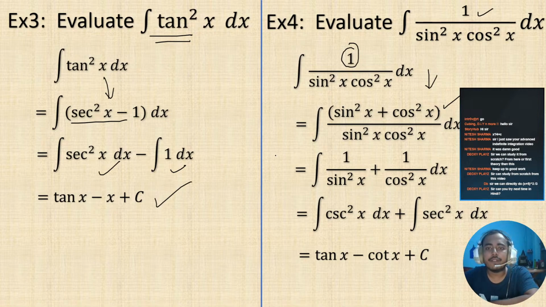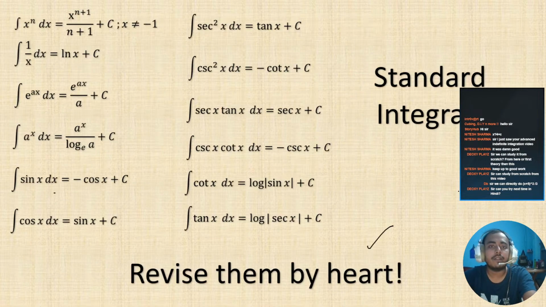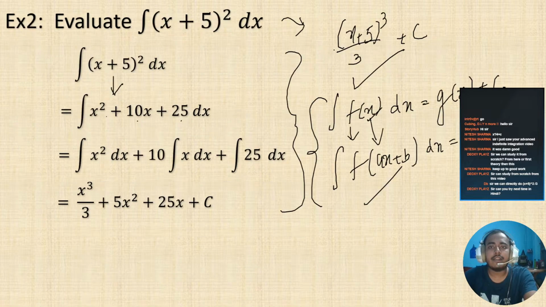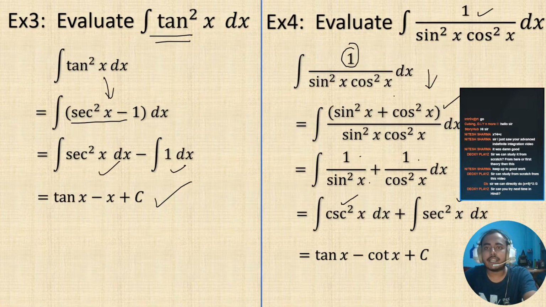Like here, once we do this and apply the distributive law, we have 1 by sine square x plus 1 by cos square x dx, which simply becomes cosec square x dx plus sec square x dx. These are basically standard integrals. If you do not remember, we can go back here and see that yes, these are the standard integrals. So this transforms into the sum of those two, which is basically tan x minus cot x plus c.